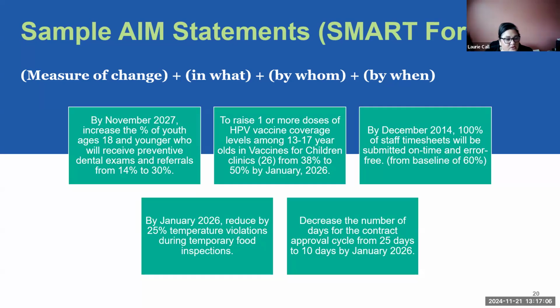Identify staff timesheets will be submitted on time and error-free, from the baseline. If the baseline was 80%, you want to have 100%, but I think everybody wants that. Another one is reduce the temperature violations during temporary food inspections, and then decrease the number of days from a contract approval to a contract going out the door. So all kinds of projects, but these are actual aim statements from projects that I've supported health departments on in the past.